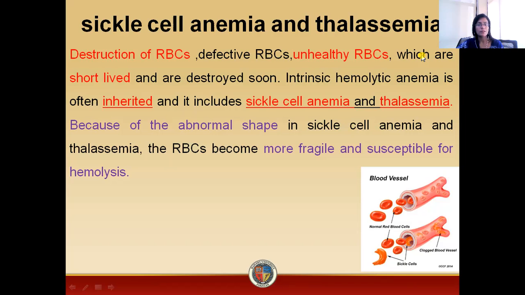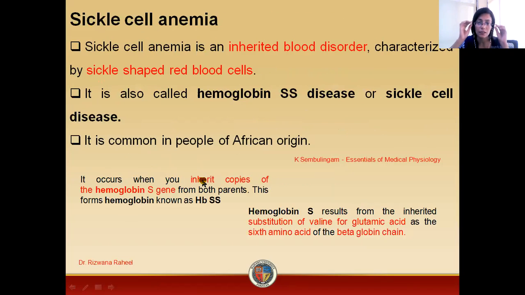What happens in both these diseases, we have abnormal shape of RBCs. Secondly, we have fragile RBCs, which are susceptible to hemolysis and can easily break down. So, what are the basic differences between these two diseases? Firstly, discussing sickle cell anemia.